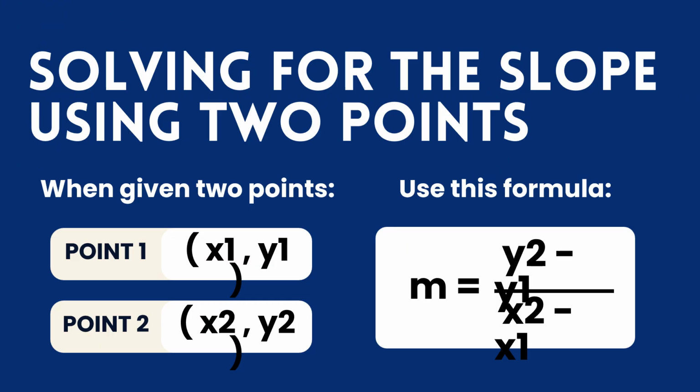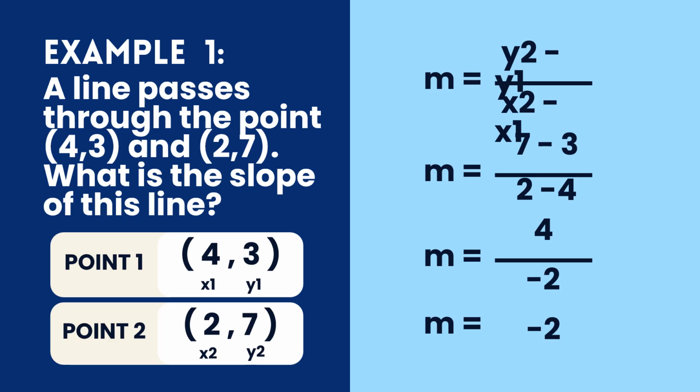Now let's talk about one more way that we can find slope. We can find slope using 2 points on a line. So for example, if we have a line that passes through the points (4, 3) and (2, 7), we can find the slope of this line using the formula m equals y2 minus y1 over x2 minus x1. So your x represents your horizontal position and your y represents your vertical position.